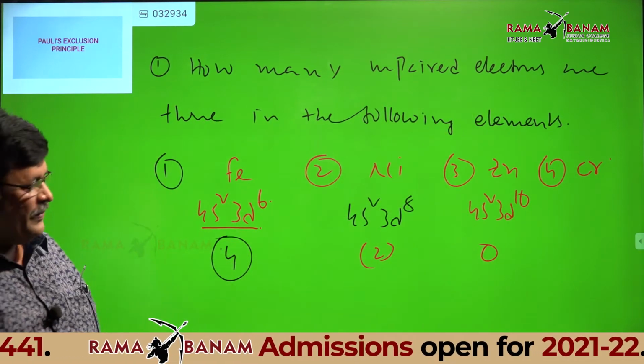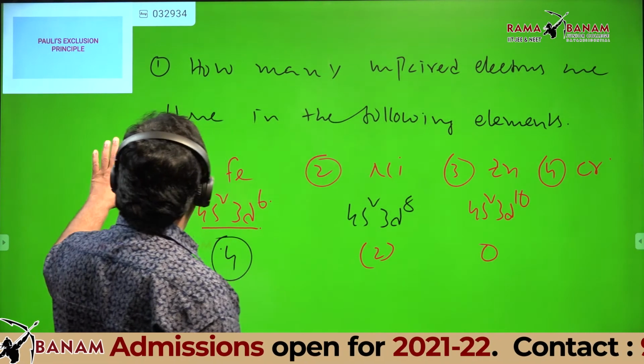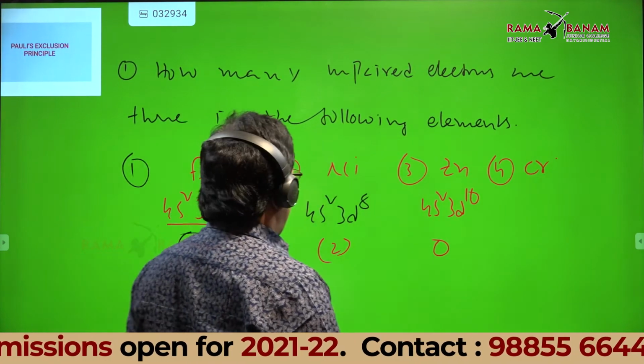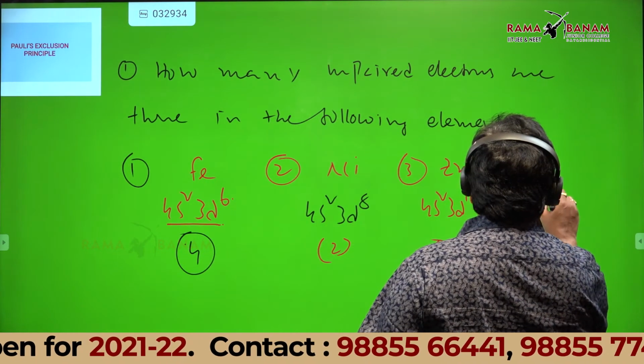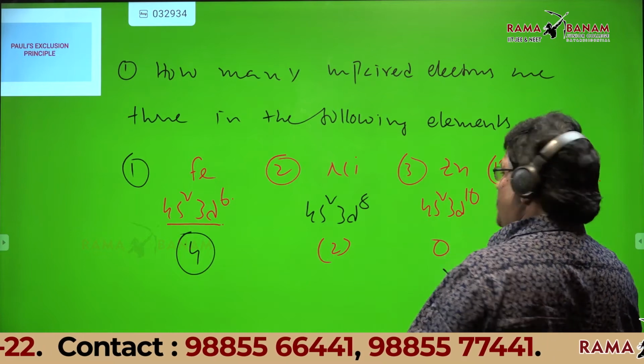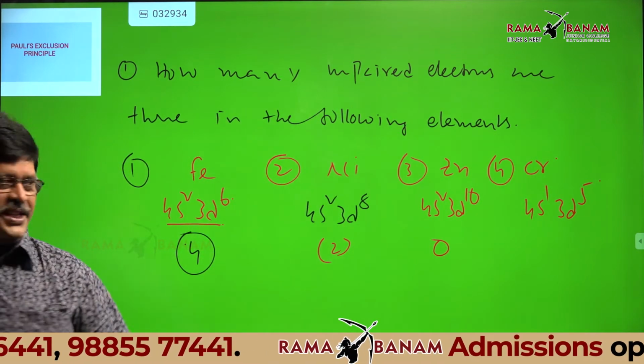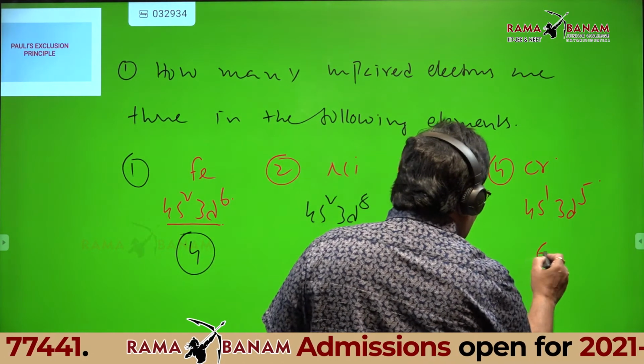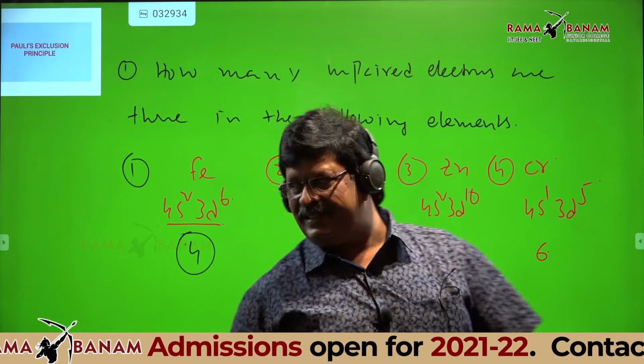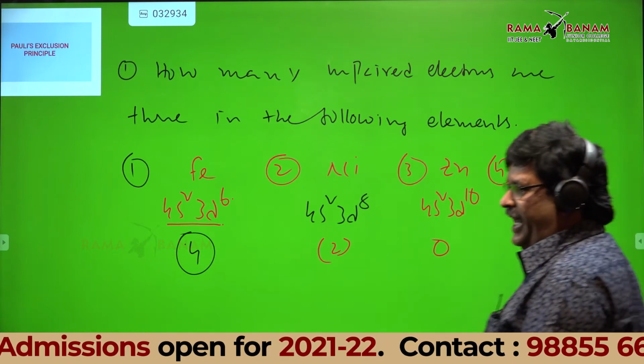Chromium. 4s1 3d5. So how many unpaired electrons are there? 6. Correct. That's it, students. That's it. Is it okay?